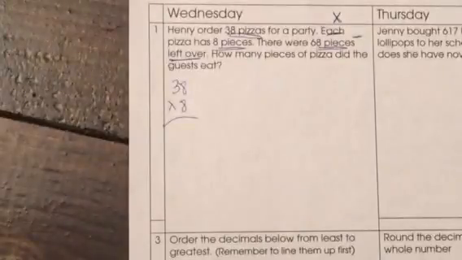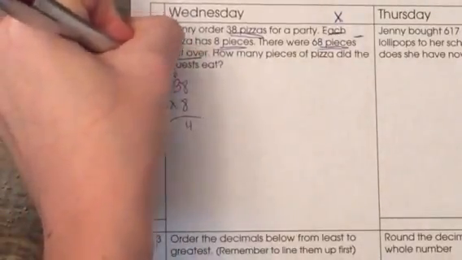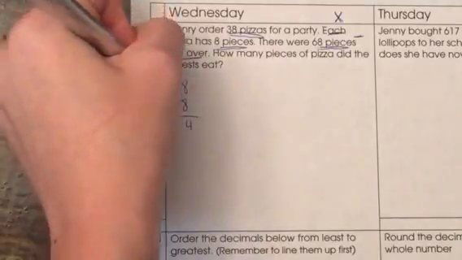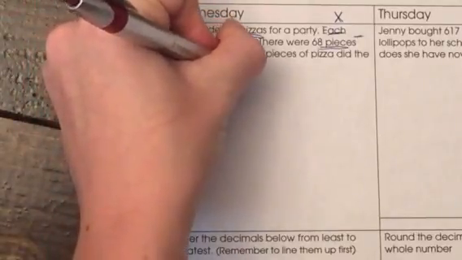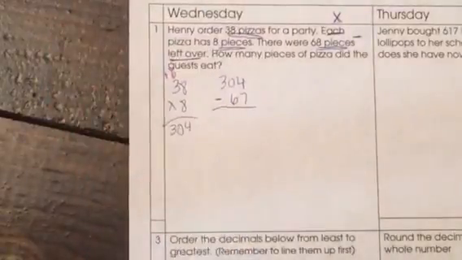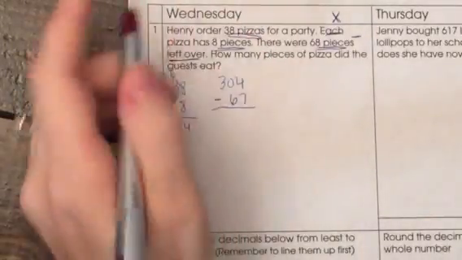So you're going to do 38 times 8. And 8 times 8 is 64. 8 times 3 is 24 plus 6 is 30. So I had 304 pieces at the beginning. And then at the end, he only had 67 left. So to find how many they ate, we need to find the difference between 304 and 67.